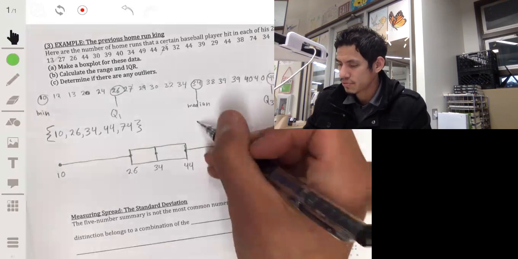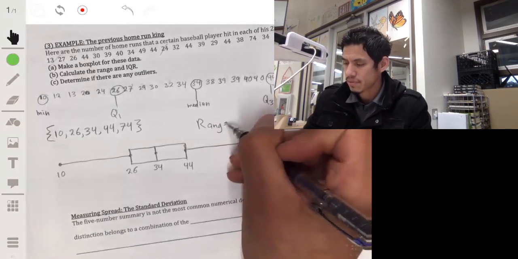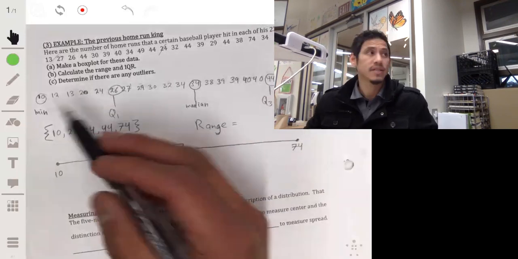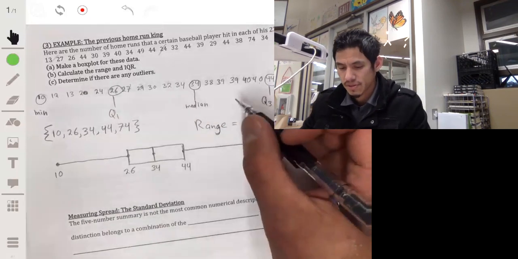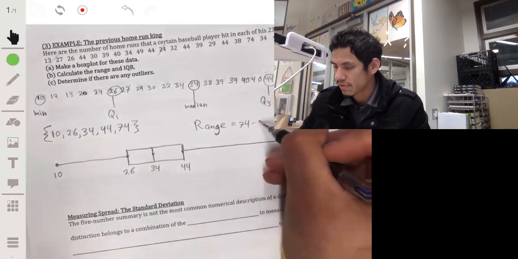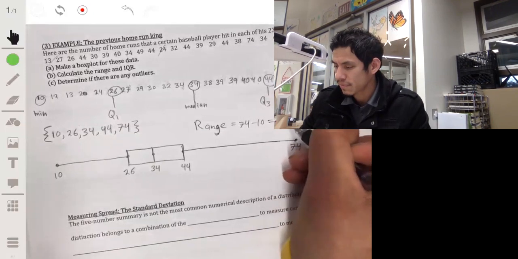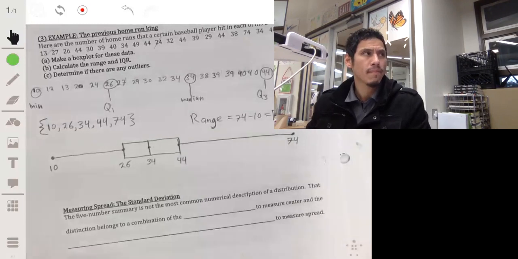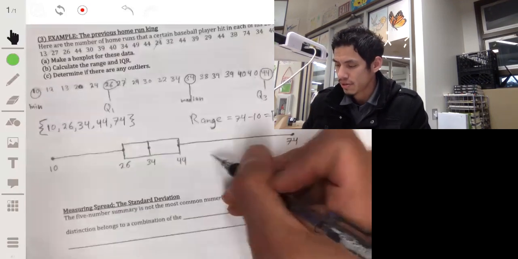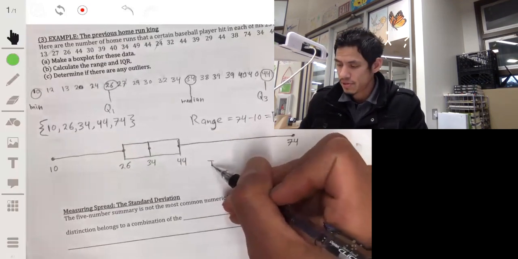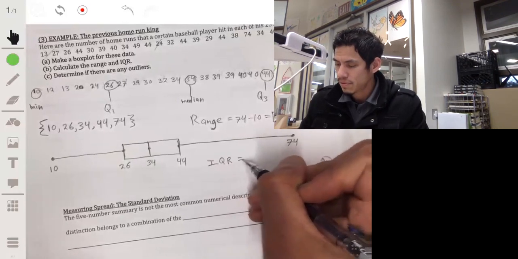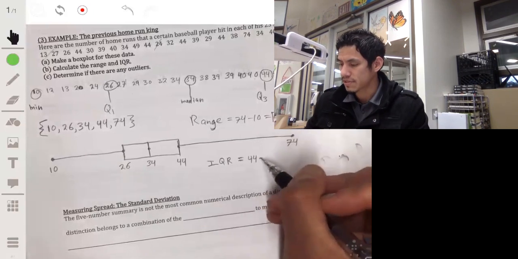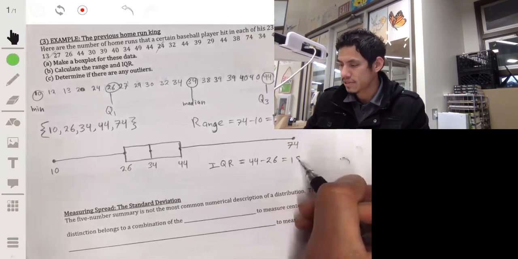And so the range will be 74 minus 10, so it'll be 64. And our IQR will be equal to Q3 minus Q1, so 44 minus 26. And that'll be equal to 18.